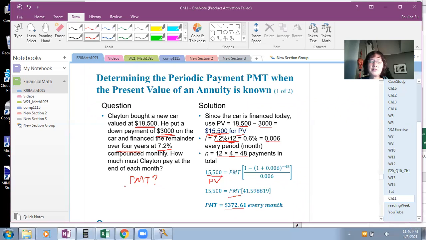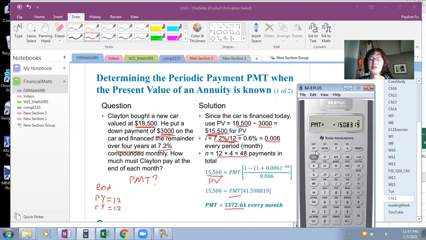Okay. So this is the formula method. And how do we use the calculator? To use the calculator, make sure it is at the end mode and set up PY equal to 12. A year you make 12 payments. CY is 12. Interest is compounded monthly. 1 year you need to do 12 conversions for interest.